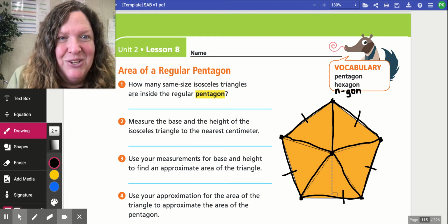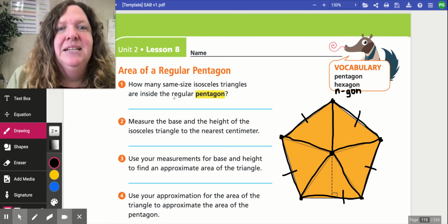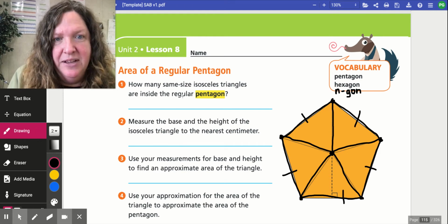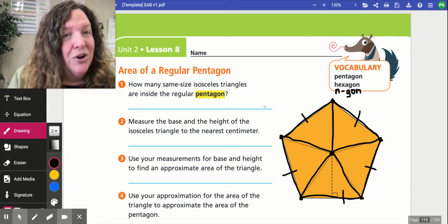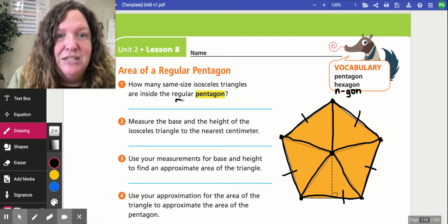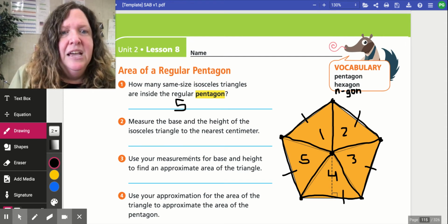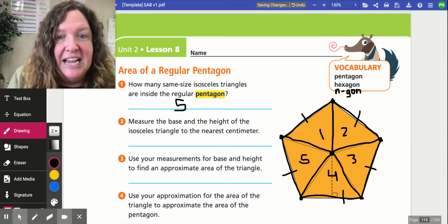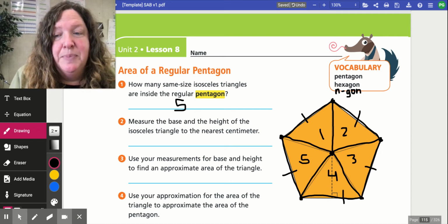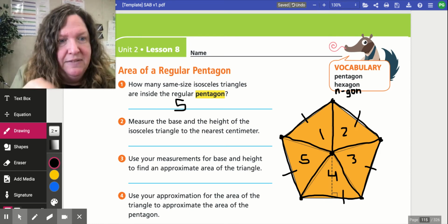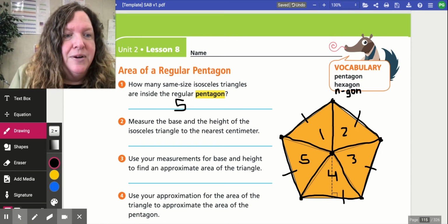All right, let's take a look at number 1. How many same size isosceles triangles are in the regular pentagon? Remember, we said the number of triangles that are in it are the same number of sides that are in it. So that's 5. There's 1, 2, 3, 4. Don't let that one trick you. It's just showing the height. 5. Now it says measure the base and the height to the nearest centimeter. We actually have to take out our ruler and measure this. So go grab your ruler, pause the video, go grab your ruler, and let's measure.